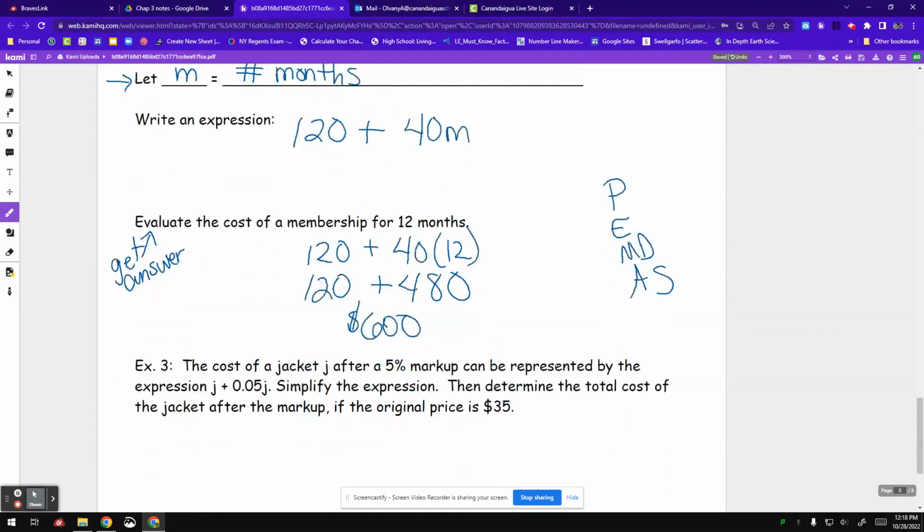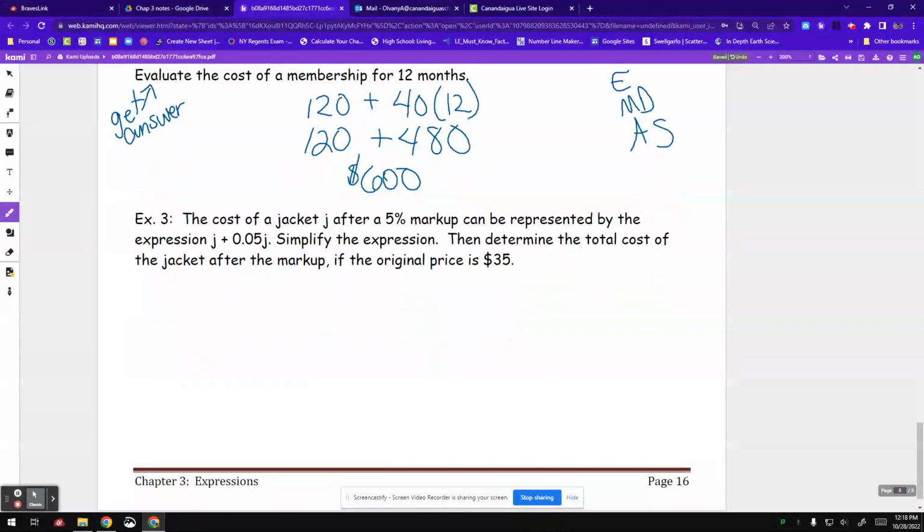The next one's kind of a weird question. The cost of a jacket, J, so they're defining your variable right there, after a 5% markup can be represented, 5%, I'm getting worried, I don't know what percent is, represented by the expression J plus 0.05J. So that's an expression that represents the cost of the jacket after a markup. And we're going to simplify the expression. So read that carefully. It's not telling you to do any calculating. It's asking you to simplify the expression.